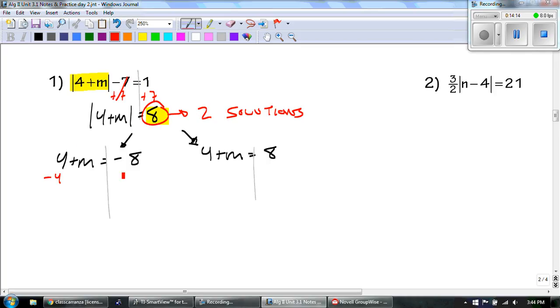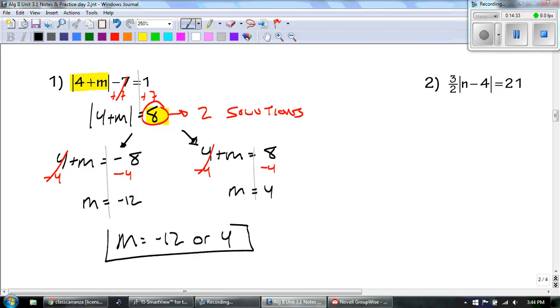Yeah, because all you're doing is subtracting 4 from both sides. Subtract 4 from both sides. m equals -12, m equals 4. So my answer is m equals -12 or 4. Yeah, that wasn't that hard.